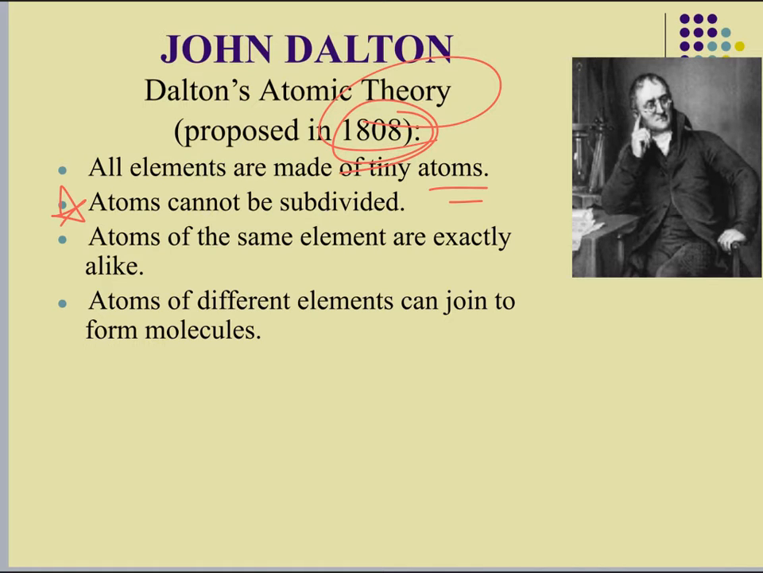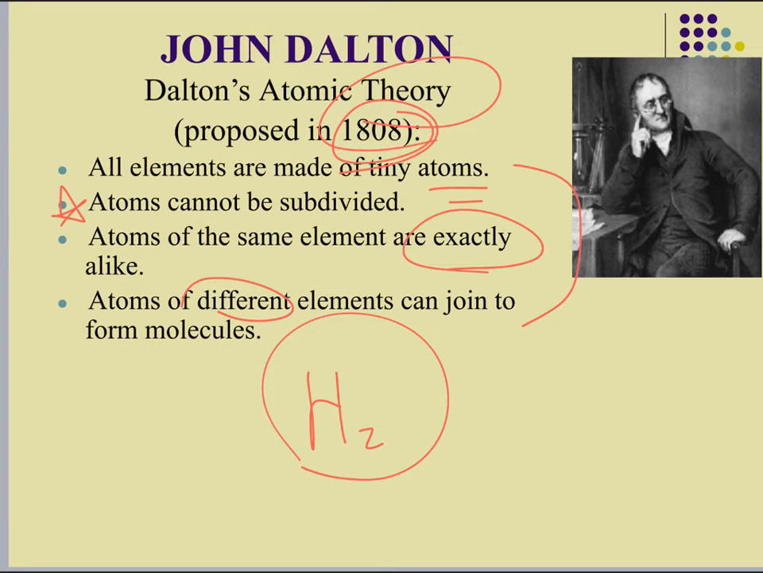Atoms of the same element are exactly alike. That's postulate 3, maybe not exactly, because we have ions and isotopes. But what you can say is that they have the same atomic number, or number of protons. And then the last one, atoms of different elements can join to form molecules. That ties back to the first one where atoms are the building blocks. However, it doesn't necessarily have to be different elements because you have diatomic elements as well. That would be the same element joining together. We would still call this a molecule.